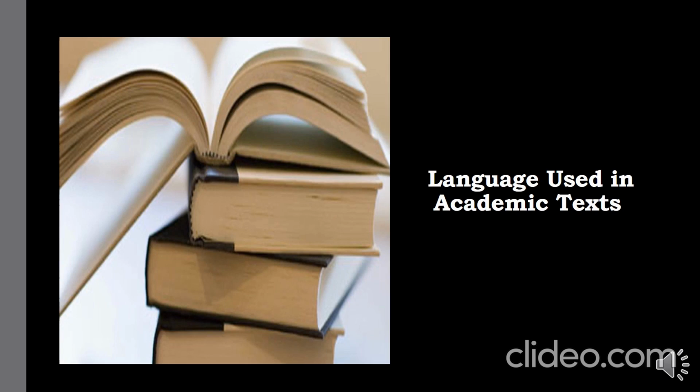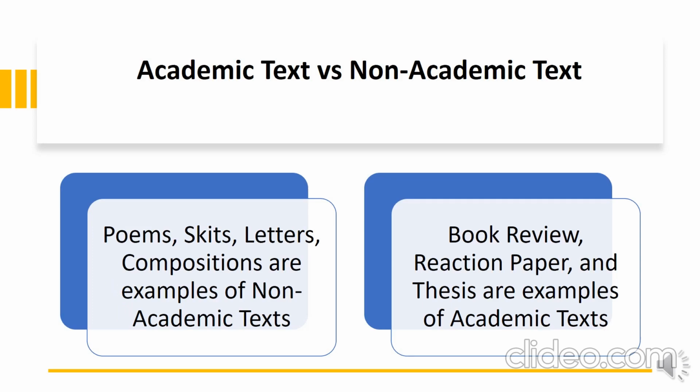Last time we differentiated language used in academic texts from various disciplines. But before we continue with our lesson, let us have a recap of our previous discussion. We had given examples of academic texts and non-academic texts. Poems, skits, letters, and compositions are examples of non-academic texts. On the other hand, book reviews, reaction papers, and theses are examples of academic texts.